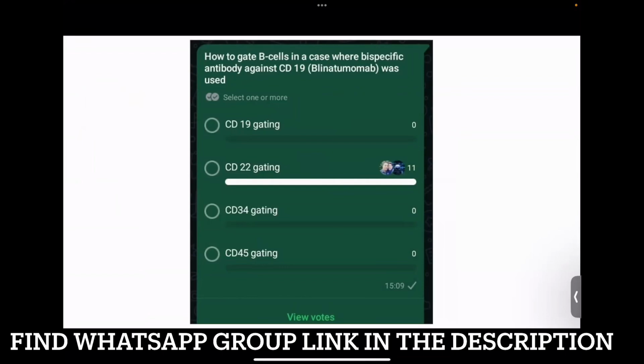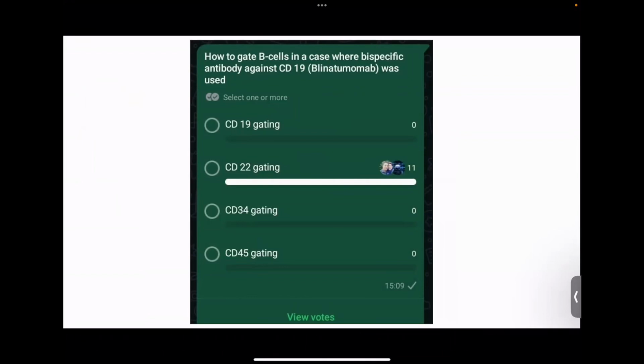Against CD19, that is blinatumomab, is being used in a patient, how can we gate the B cells in such cases, MRD analysis? So the options were CD19 gating, CD22 gating, CD34 gating, and CD45 gating. Many of you have answered CD22 gating. We have to see why CD22 gating is the right answer or the wrong answer.